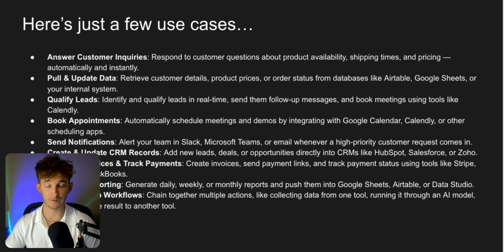So here's just a list of some of the things that AI agents can do for your business. They stem all the way from answering customer inquiries, so they can respond to customers' questions on product availability, shipping times, and pricing, automatically and instantly. They could also pull and update data, so just retrieving customer details, product prices, or other things from your databases. Maybe you use HubSpot, Airtable, whatever it may be.